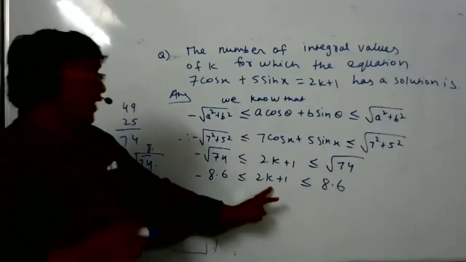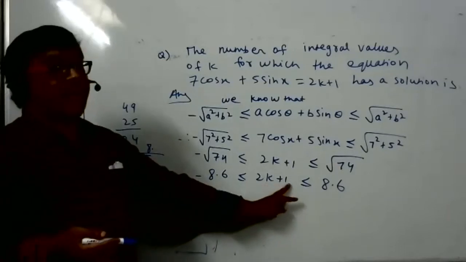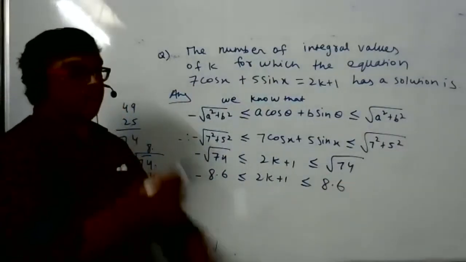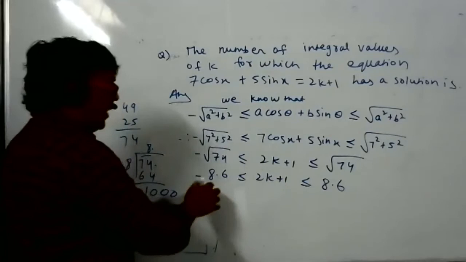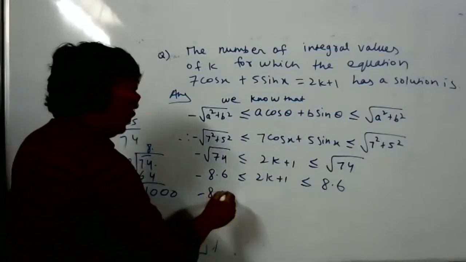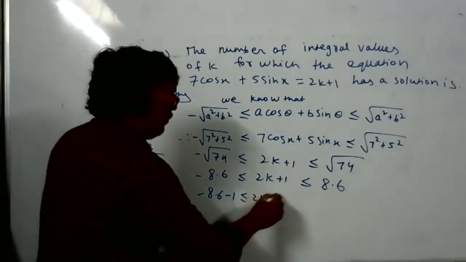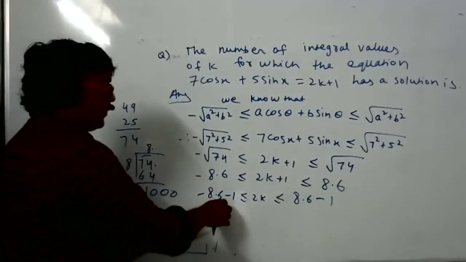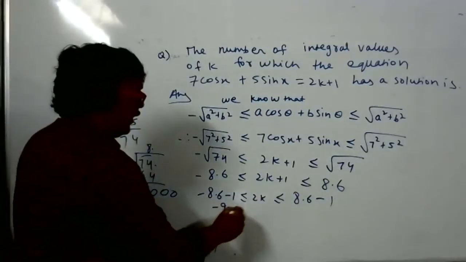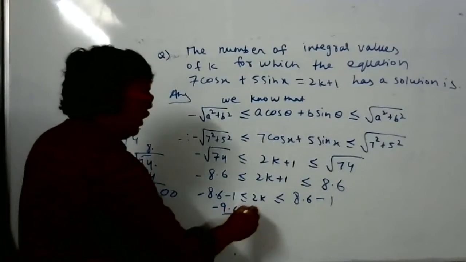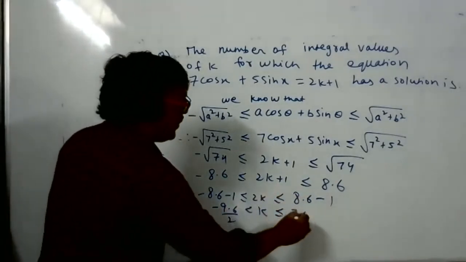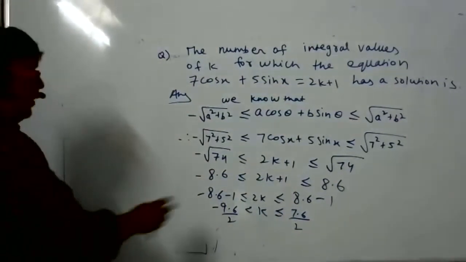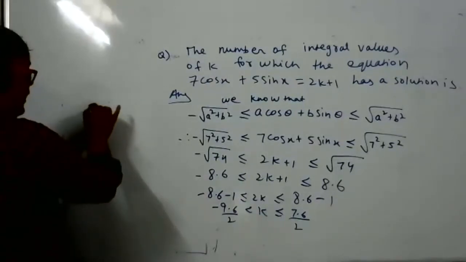8.6. Now what happened? We are interested in the k value. So 1 will go. Where will 1 go? 1 will go to the left also, right also. Both places we have to work together. So minus 1 and 1 will go that side, it will become 8.6 minus 1. Both sides 1 will go. So minus 8.6 minus 1 is minus 9.6 by 2. And that is also 2 on both sides, 7.6 by 2. So from where to where did we get k? 9.6 half is 4.8, minus 4.8.